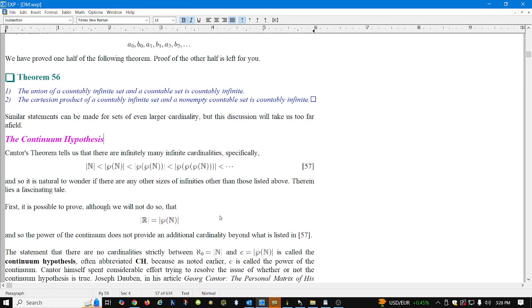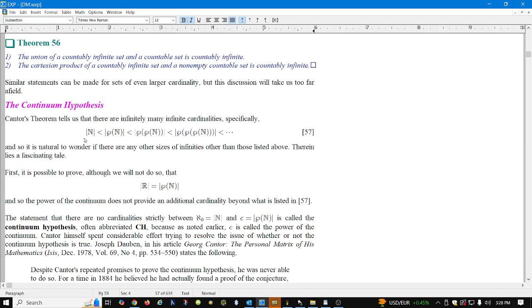Cantor's theorem tells us, as we've seen, that there are infinitely many cardinalities, sizes of infinite sets. And we can get those infinitely many cardinalities by starting with the natural numbers and repeatedly taking power sets. Well, it's then natural to wonder, are there any other sizes of infinities besides the ones in this list? This turns out to be a fascinating tale.